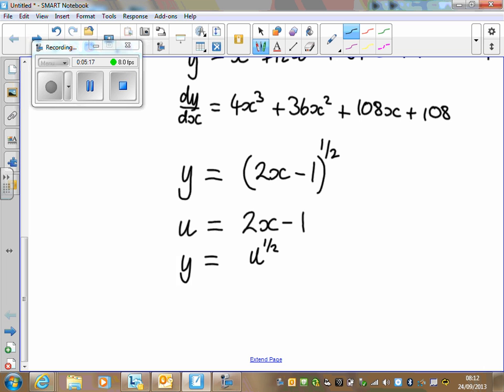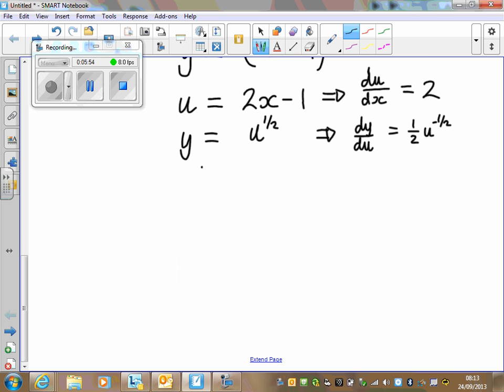Okay? We've got two functions here. We've got our inside function, 2x minus 1, and our outside function, which is the something to the power of a half. Now, we can differentiate these. This is not a problem. If we differentiate u with respect to x, so du/dx, 2x differentiates to 2, and minus 1 differentiates to nothing. For the outside function, we have to differentiate with respect to u. So this becomes half u to the minus a half.